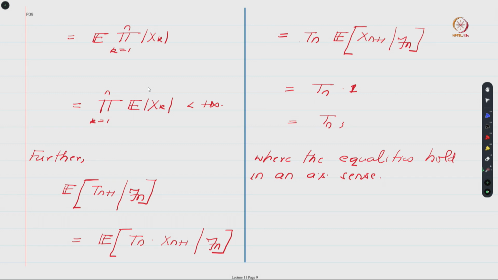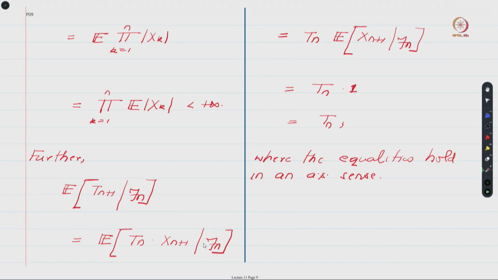So this completes the verification of the second property of a Martingale sequence, and it now remains to verify the third property, which concerns the conditional expectation of Tn plus 1 given Fn. So let n greater than or equal to 0 be arbitrary, and let us look at the conditional expectation of Tn plus 1 given Fn. From the definition of Tn plus 1 we can break this into Tn times xn plus 1. Now the conditional expectation of this product equals Tn times this conditional expectation, and this happens because Tn is measurable with respect to Fn.